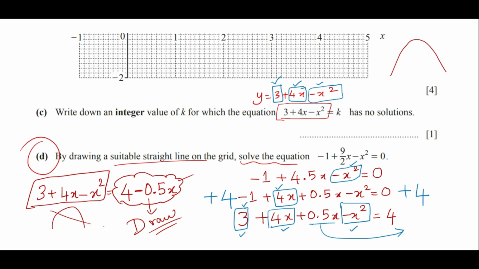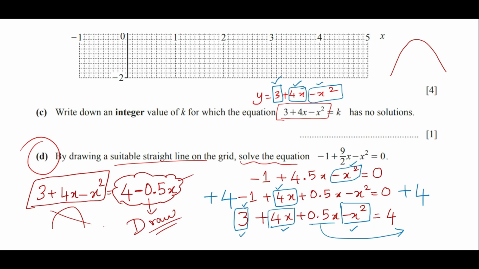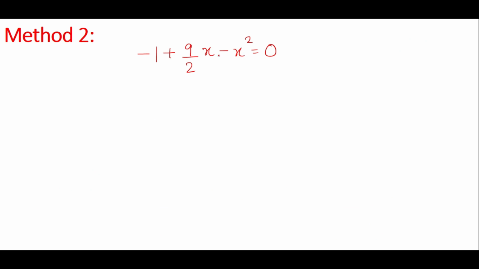Now if you find this method difficult and the rearrangement is confusing for you, let me give you a method too. Now in this case, going back to the question, now you have this equation. The parabola that you have already drawn has the equation 3 plus 4x minus x squared. Now what you will do is that you will add all of these terms on both the sides of the given equation.